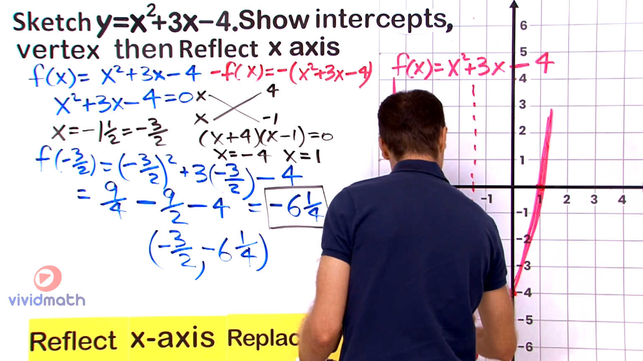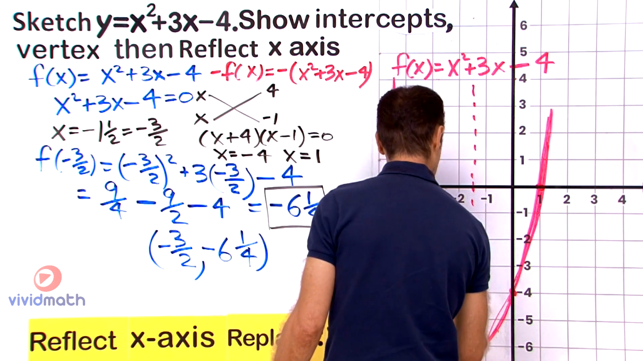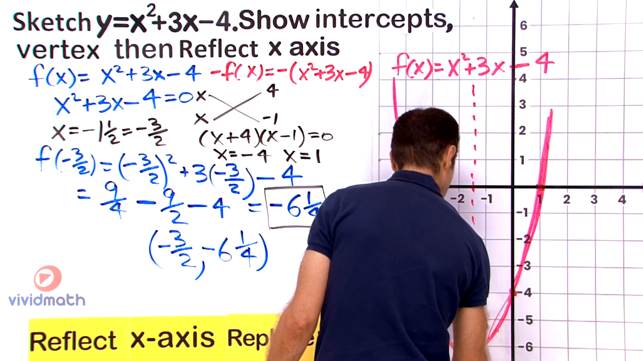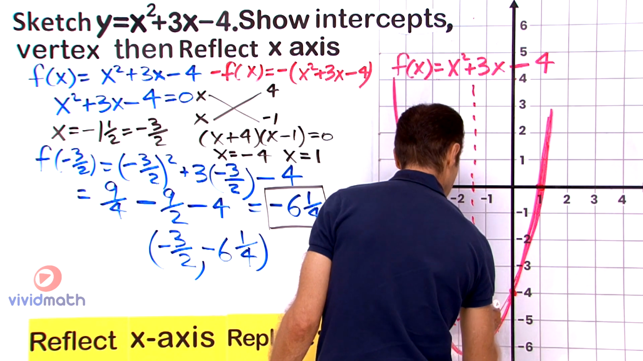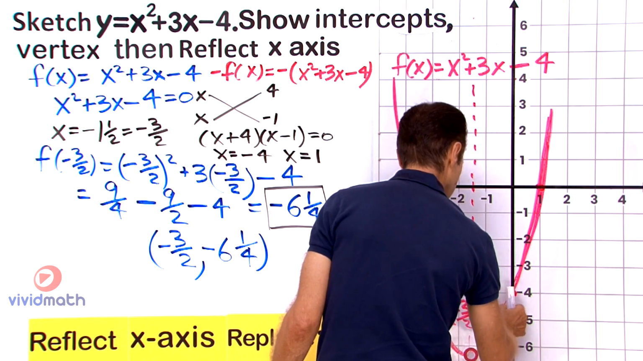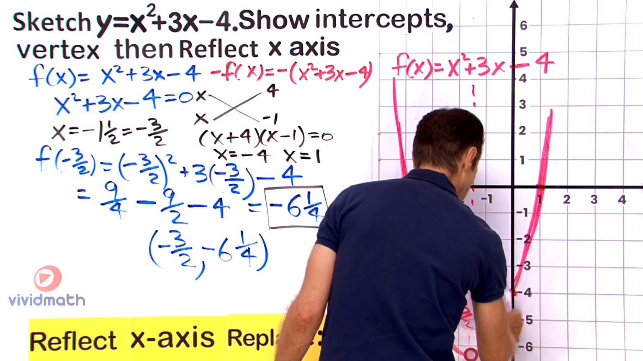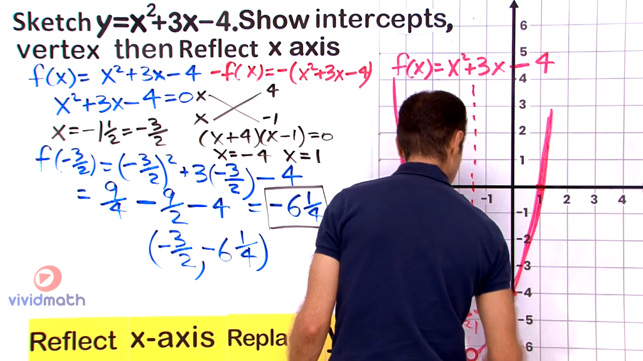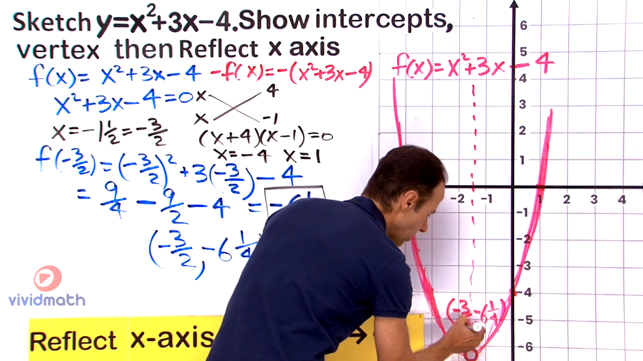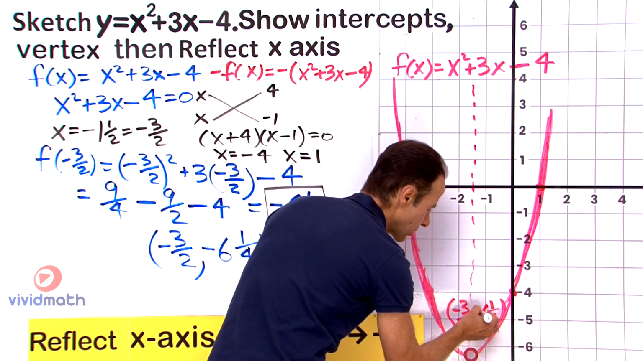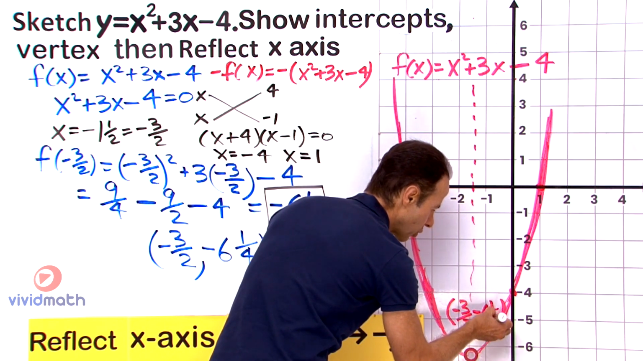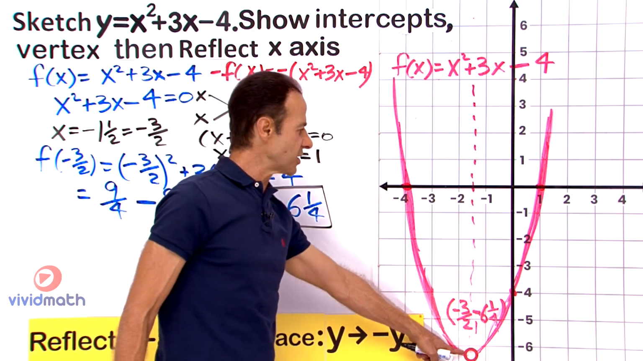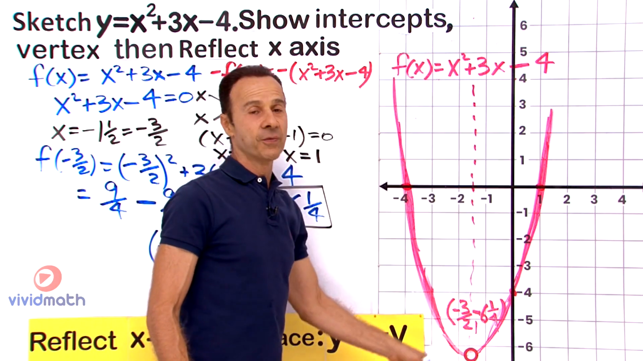The vertex is negative 3 on 2, negative 6 1/4. Negative 3 on 2, it's a bit messy. Minus 6 1/4. There we go. All right, that's our vertex down there. That's our parabola, the first function.